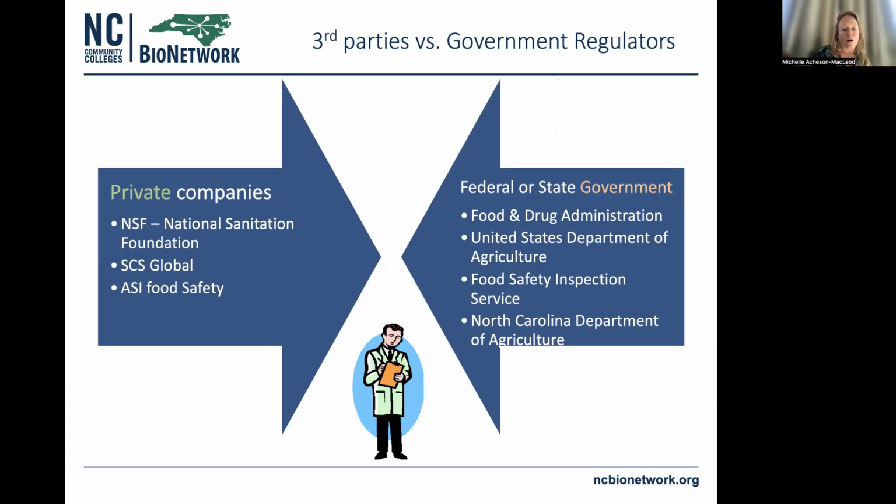So when it comes to our government regulations, we have some private companies that we can go to look for standards like NSF, the National Sanitation Foundation, SCS Global, or ASI Food Safety. We also have lots of different government regulations, and it could be local government, state government, or federal government. So we have the FDA, the USDA, both of those are federal, FSIS, NCDA is going to be your local government, your state government.